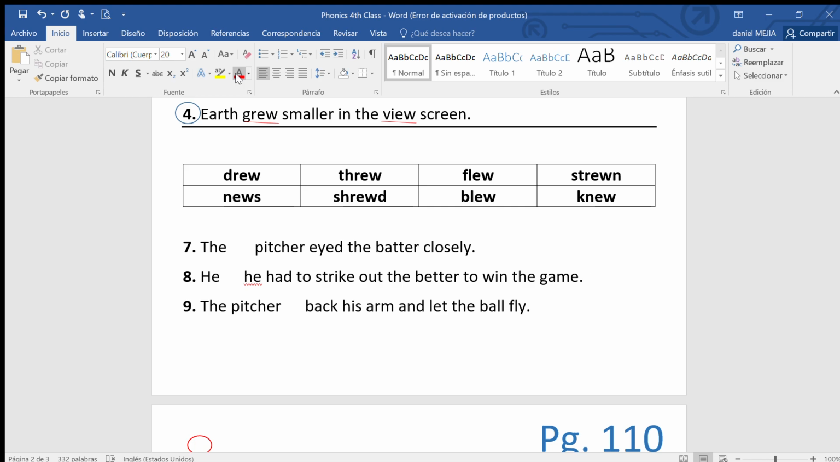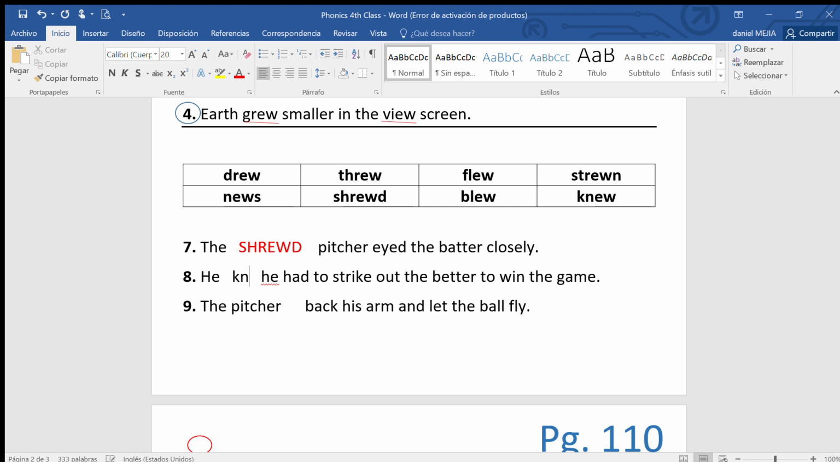Okay, so we have number 7, it says, the pitcher eyes the batter closely. So when you're making faces, remember what it is? It is shred. Okay, number 8. He had to strike out the batter to win the game. Let's see, do you remember what is the past of know? New, okay? Yes.